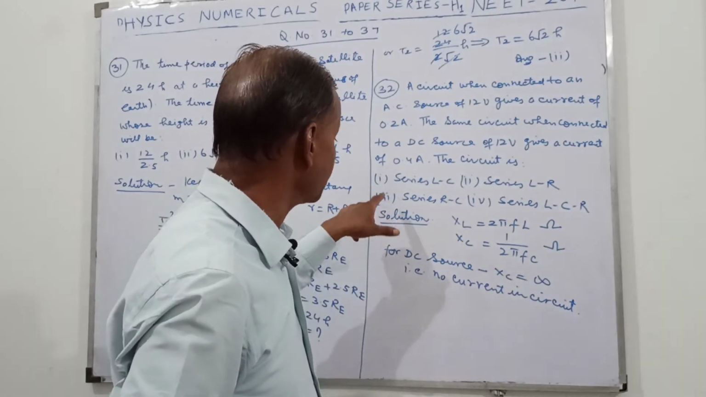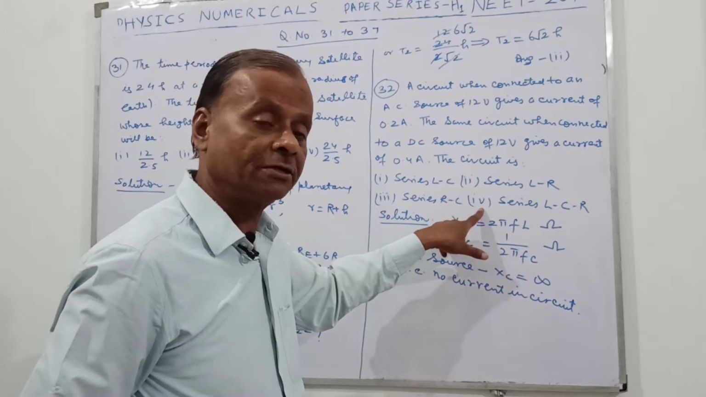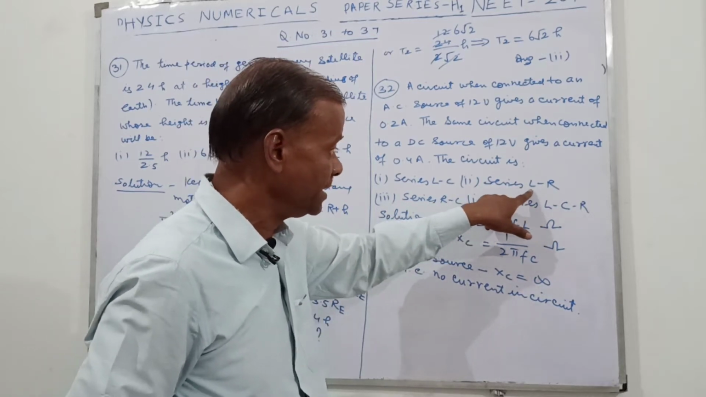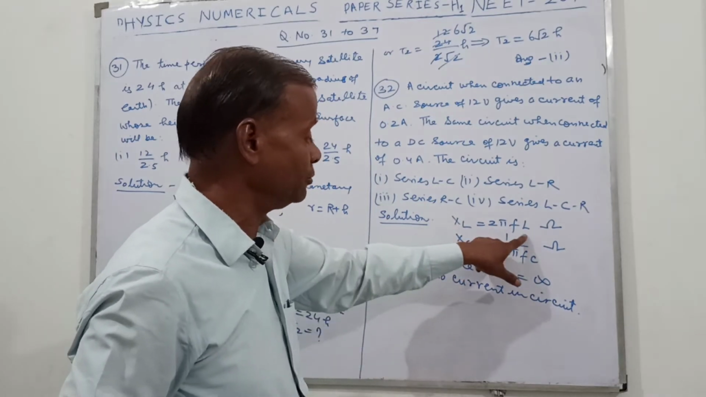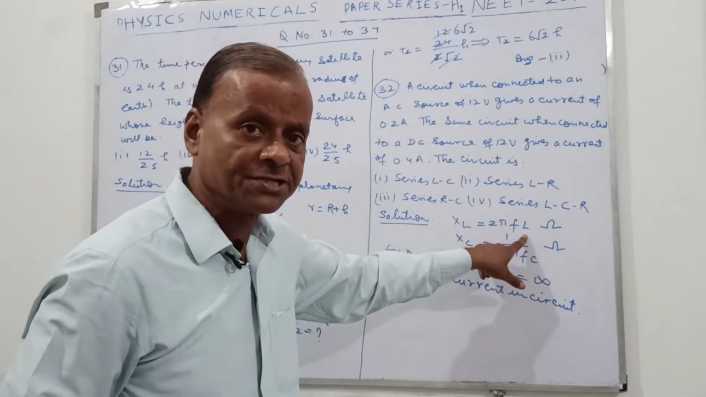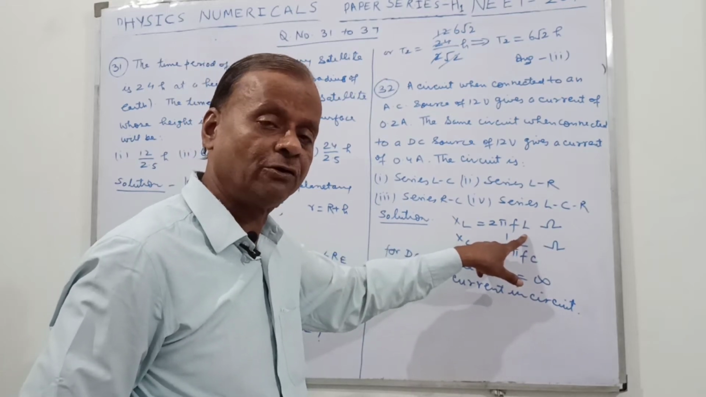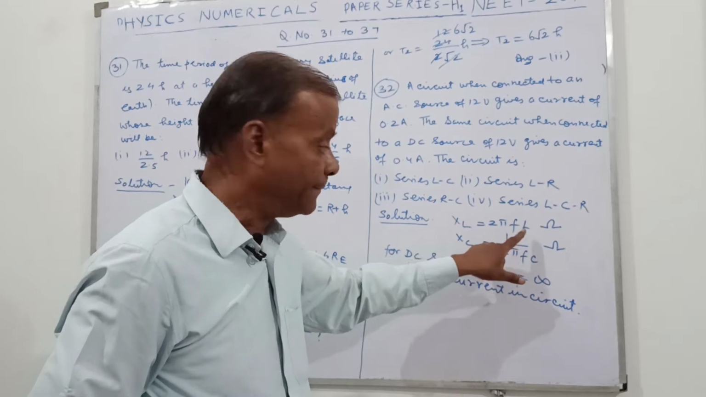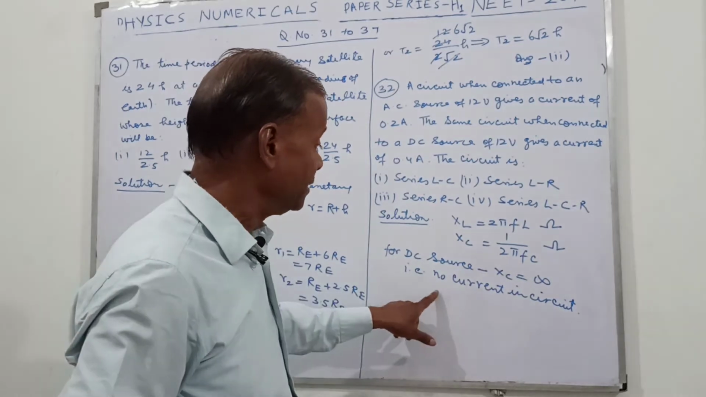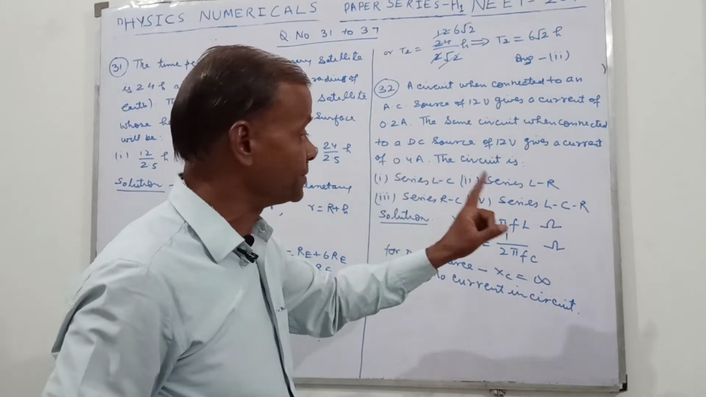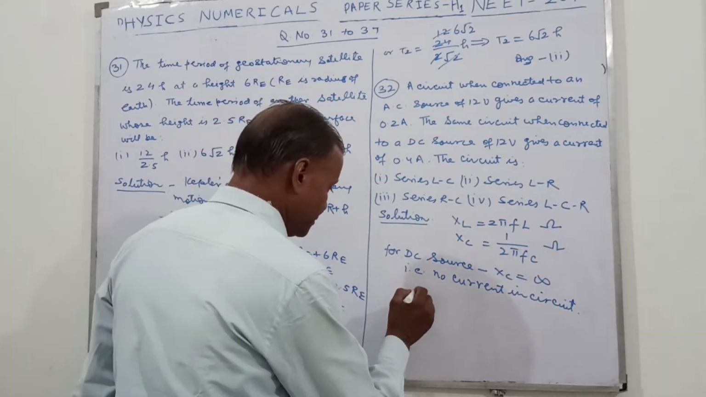So the first, third and fourth options are not the answer, but our answer is series LR. Because in DC, XL is equal to 0, so this is the ideal resistance. It will allow the path to pass the current. Resistance will also allow to pass the current. But XC will not allow to pass the DC current. So there will be only two components, L and R.